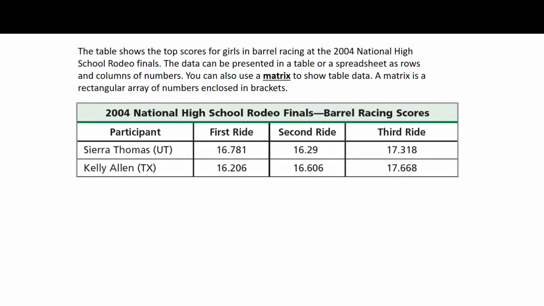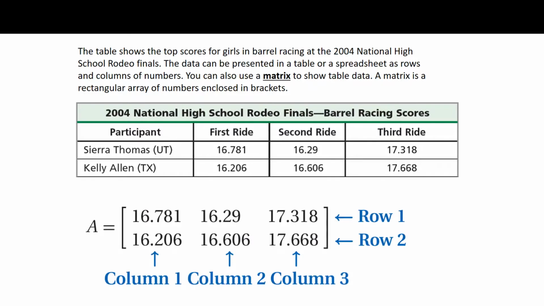All right, let's look at this example. The table shows the top score for girls in barrel racing at the 2004 National High School Rodeo Finals. The data can be presented in a table like you see, or a spreadsheet as rows and columns of numbers. You can also use a matrix to show table data. A matrix is a rectangular array of numbers enclosed in brackets. Here's an example of this information shown as a matrix.